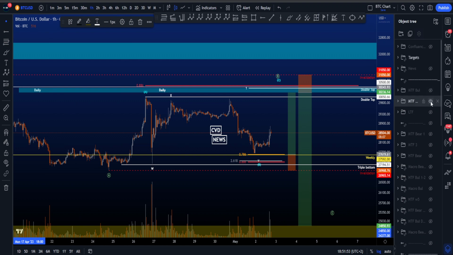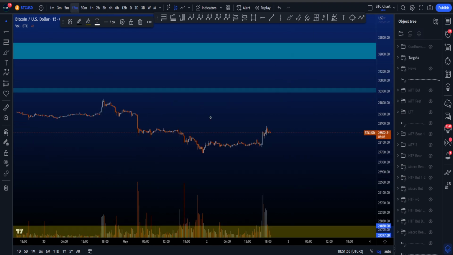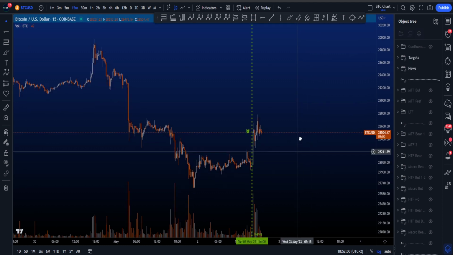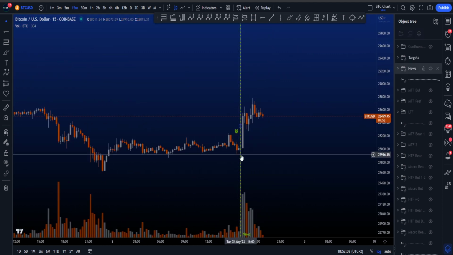Now today we also had some news. So if I'm actually going to clean up my chart a little bit, go to the 15-minute, I actually mentioned in my morning update we had a bit of news, and you can see here the news hit at 4 p.m.